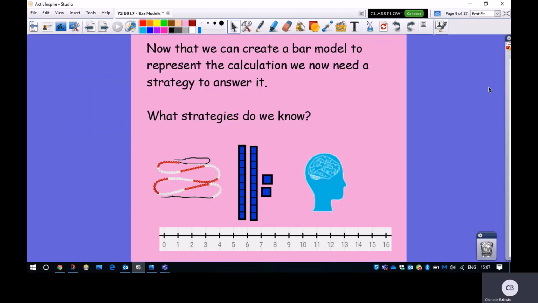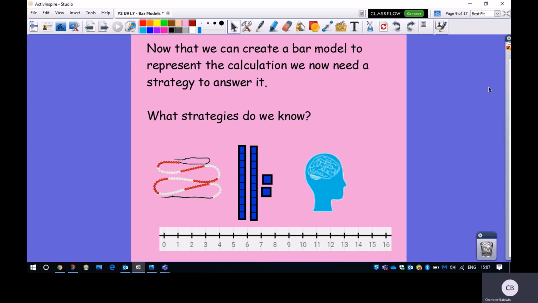So we've worked through some examples of how to know what the question is asking us. Now we need a strategy to be able to answer it. So what strategies do we know? Well, we know we can use a bead string. We know we can use our tens and ones. We know sometimes it's appropriate to use a mental calculation, and others it's good to use the make 10 and use a number line. Today though, we are going to be using our tens and ones.